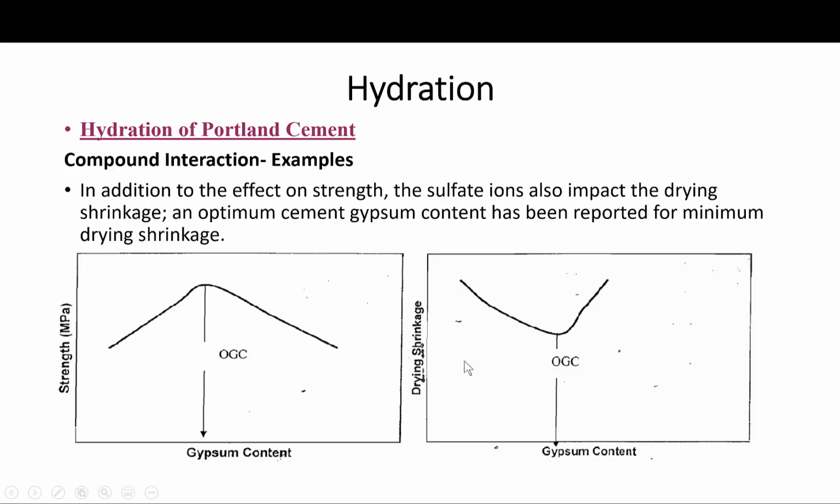The same thing for drying shrinkage. Higher drying shrinkage for low gypsum content, and higher drying shrinkage again for too high of a gypsum content. So there is an optimum.